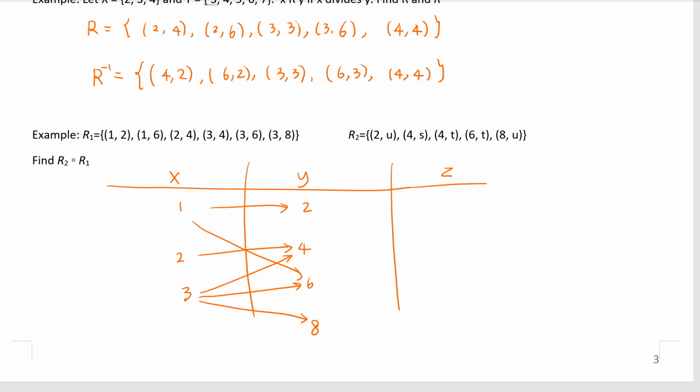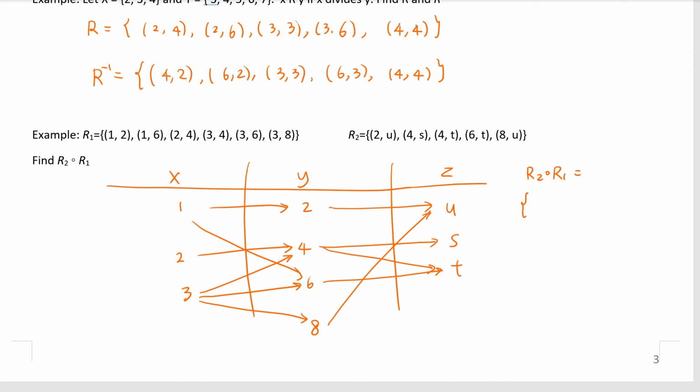How about R2? Let's write down the elements S, T, U. 2 maps to U, 4 maps to S, 4 maps to T, 6 maps to T, 8 maps to U. Okay, now let's go along different paths. So, R2 composite with R1.